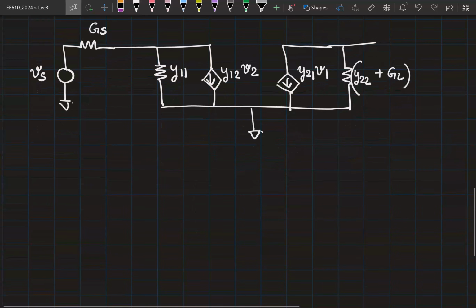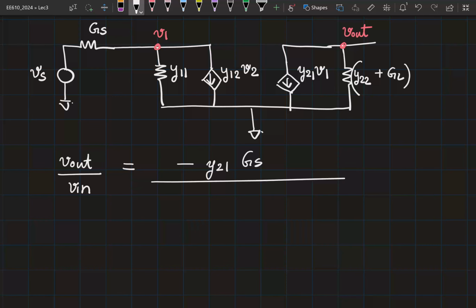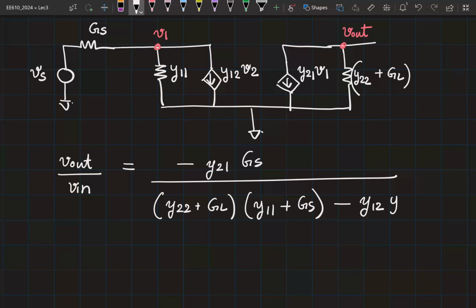Okay. Do you remember the gain equation? So this is your V out. This is V1. V out by V in was minus Y21 GS divided by, this will be Y22 plus GL into Y11 plus GS minus Y12 into Y21. So we got this equation.